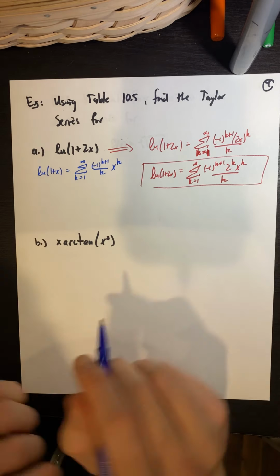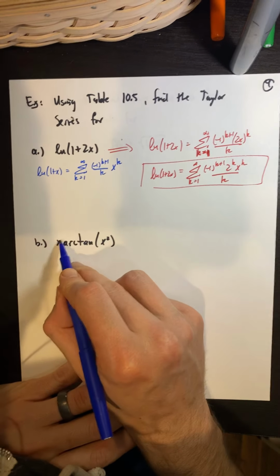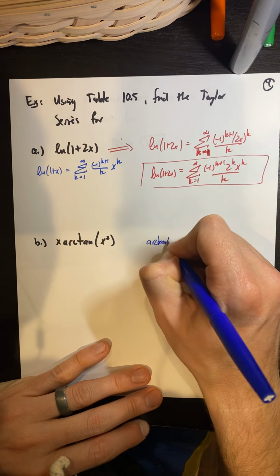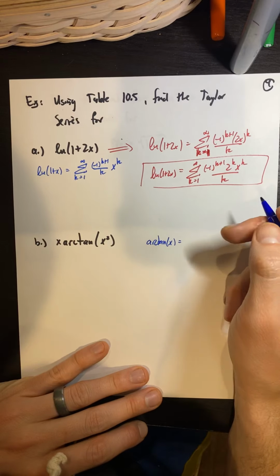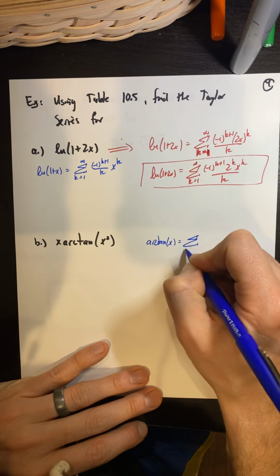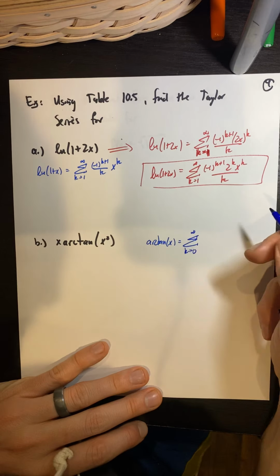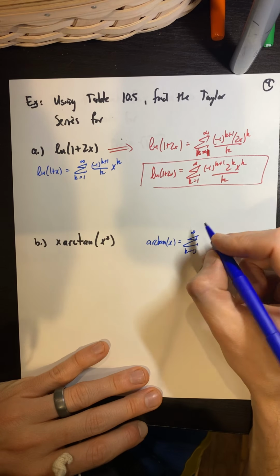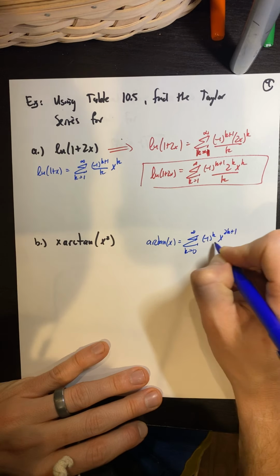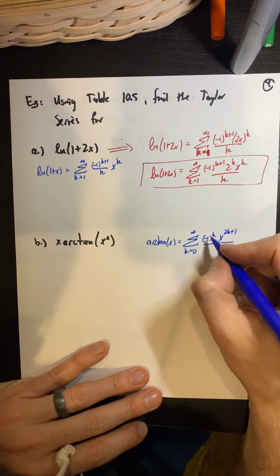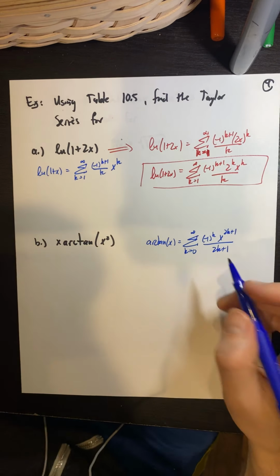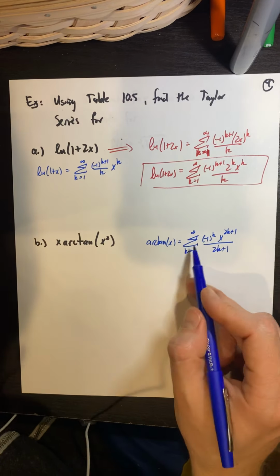So looking at the table, this one's a little bit more complicated. There's an x out front and there's an x squared here. But looking at the table, there is a function for arctan, which is given by the sum from k equals 0 to infinity of negative 1 to the k times x to the 2k plus 1, all over simply 2k plus 1. All right, so we use this base identity here.